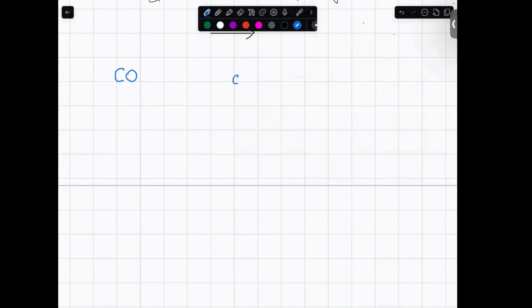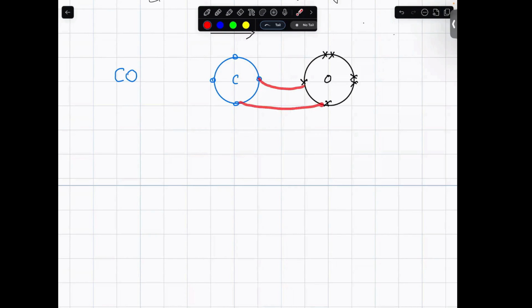Carbon is of group 4. It needs how many electrons? 4 to complete the last shell. And oxygen is an element of group 6: 1, 2, 3, 4, 5, 6. It needs 2 electrons, and in this way its last shell will be complete. But after sharing 2 electrons, it still needs 2 electrons more. See?